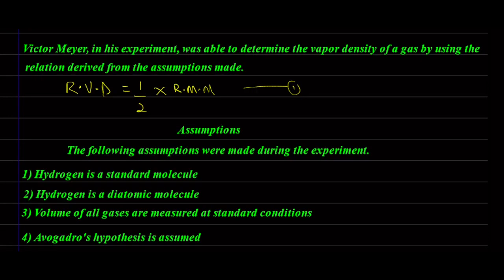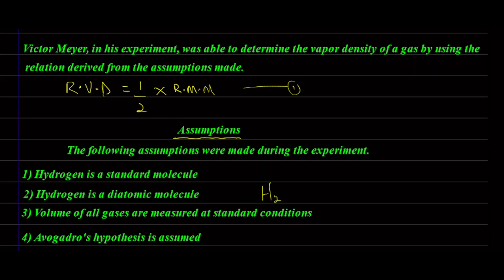As we can see on the screen, these are the assumptions stated by Victor Meyer in his experiment. Hydrogen is assumed to be a standard molecule. So instead of using oxygen, nitrogen gas, chlorine gas, or any other gas, he used hydrogen in his experiment to obtain equation 1 we are seeing on the screen. Hydrogen is a diatomic molecule. As you all know, hydrogen is H2, a homonuclear molecule.